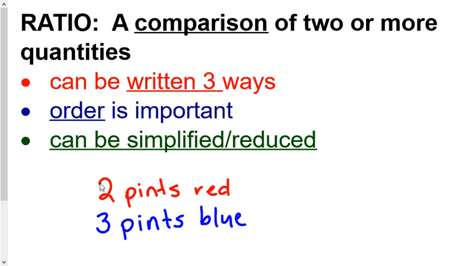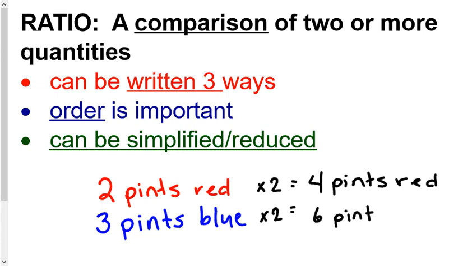So if I wanted to do that, I could double the amount of both of those paints and say, well, I'm going to then need 4 pints of red and I'm going to need 6 pints of blue. That would make the exact same shade of paint, and the reason it would still make the same shade of paint is because I still have the same amount of red when compared to the amount of blue, because I have 2 pints of red to 3 pints of blue, which is equal to 4 pints of red and 6 pints of blue. Not the same amount of paint, but the shade would be the same because I doubled both amounts.